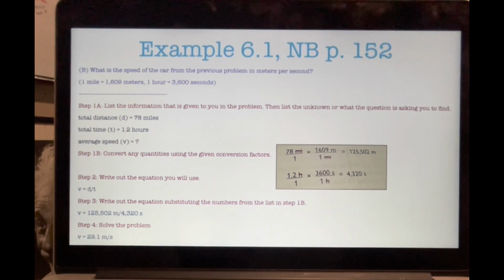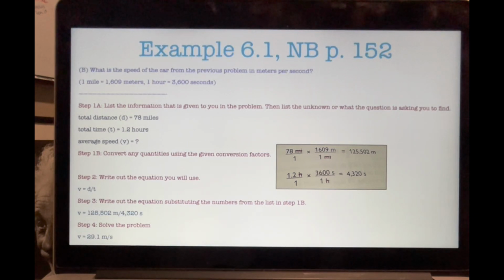Divide 125,502 meters divided by 4,320 seconds. The answer, which we have rounded, was 29.1 meters per second. If you do the calculation with the calculator, as you should, you will notice that the answer is 29.0513889. I rounded that to 29.1.